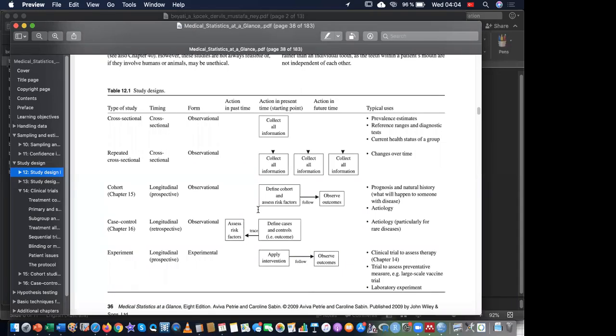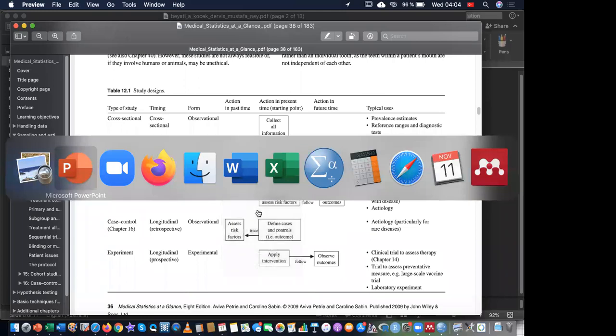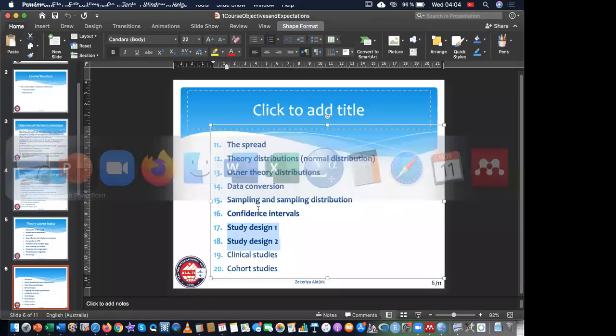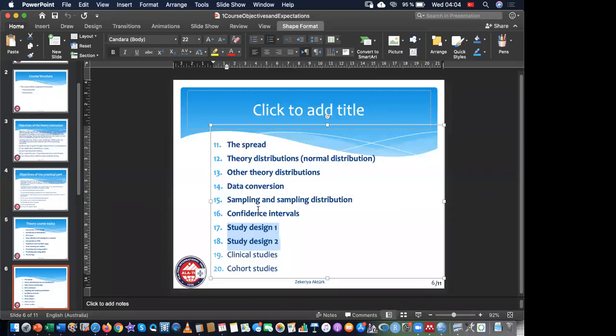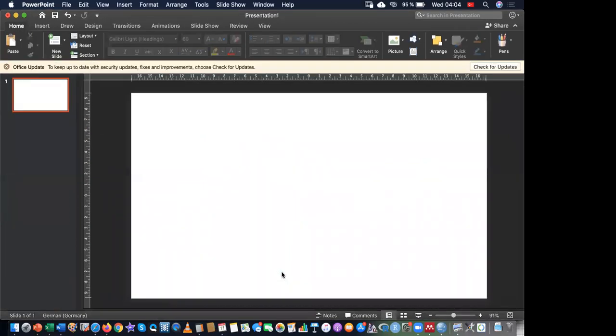Just to repeat briefly, the study designs. When we say study designs, today, by the way, we will discuss clinical studies and cohort studies. These are a part of study designs. So we continue with the study designs today.